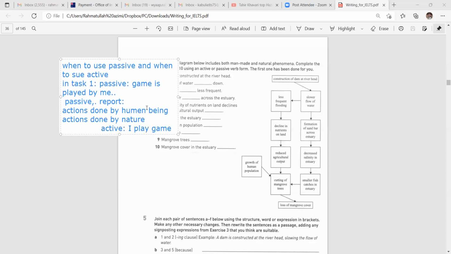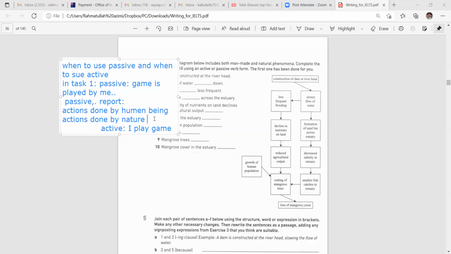For example, I play a game. Game is played. The process, for example: firstly, the cans are collected. The aluminums are melted. You have used passive voice because humans are involved here. Humans are doing the action. But, for example, the rain is coming. Rain is coming. It's an active sentence.